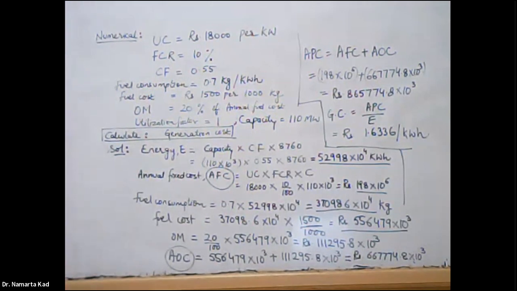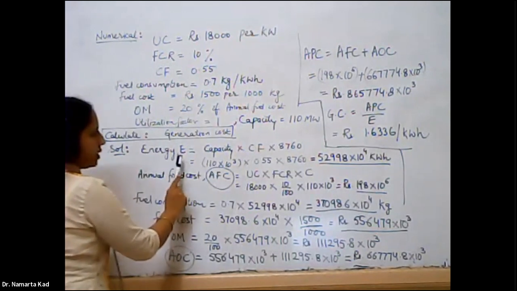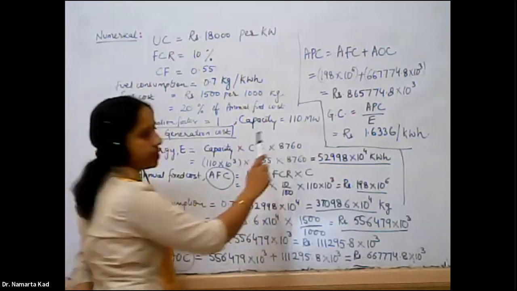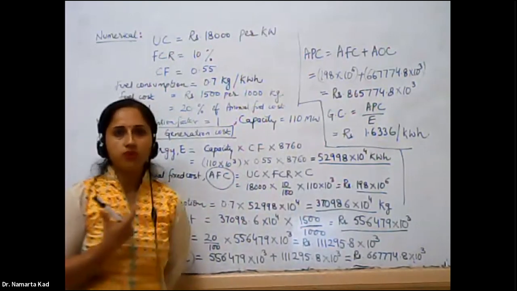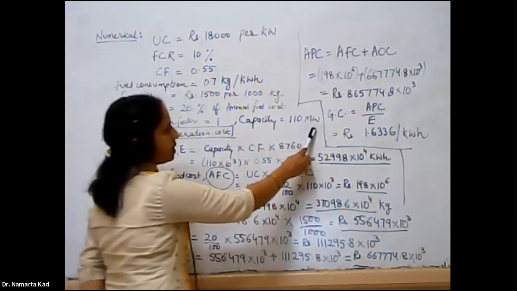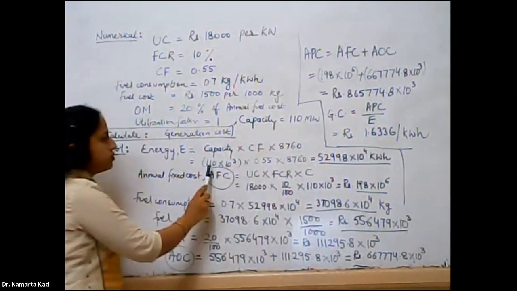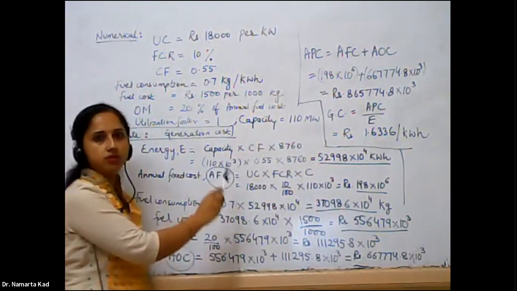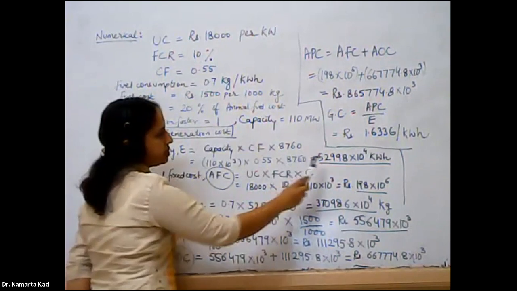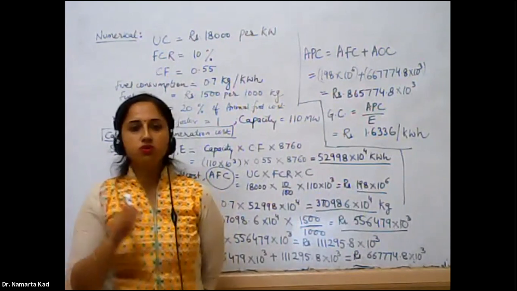In this numerical, we have to calculate the generation cost. Firstly, we calculate energy using this formula: capacity multiplied by capacity factor multiplied by 8760, which is the total number of hours in a year. Putting in values, capacity is given as 110 megawatt, but all our other units are in kilo, so we use 110 into 10 raised to power 3, multiplied by 0.55, multiplied by 8760. This is the answer in kilowatt hour. Just remember to put down the units.